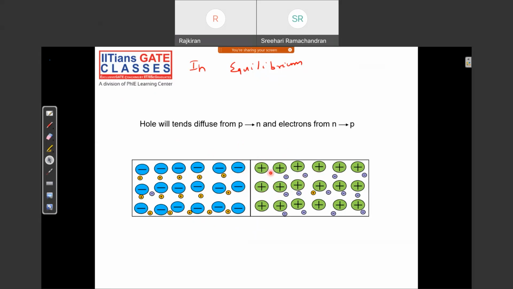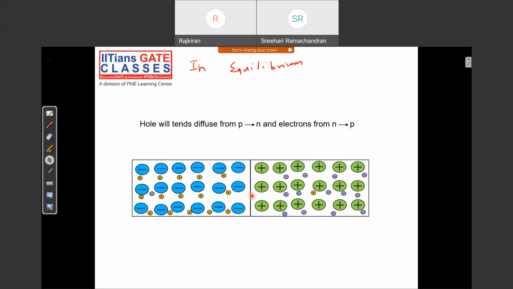So what will happen? At the junction, on the n side we have a net positive charge, and on the p side we have a net negative charge. They are nothing but my bounded atoms. This is the bounded donor impurity, and this is the bounded acceptor impurity, which is negatively charged. So we have a net positive charge on the n side and a net negative charge on the p side.